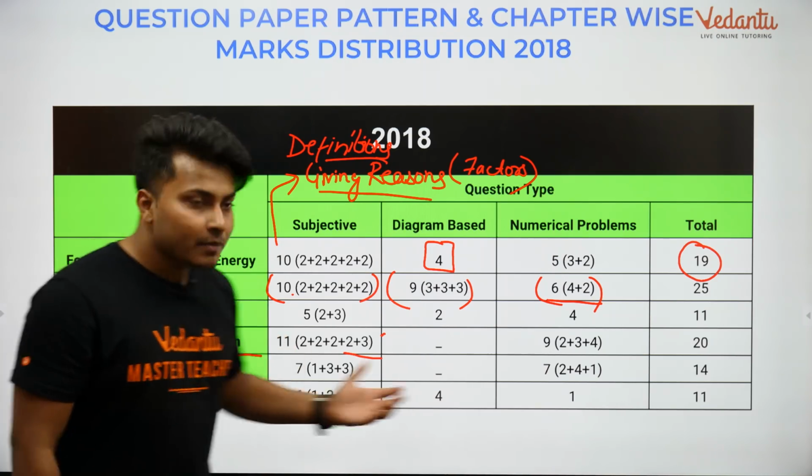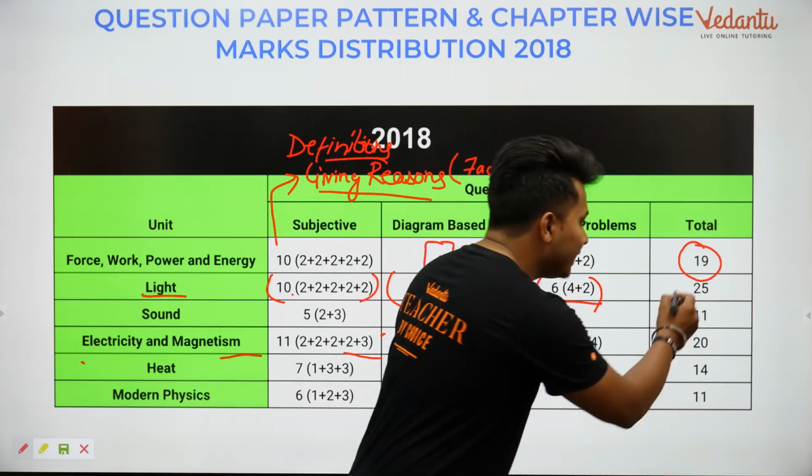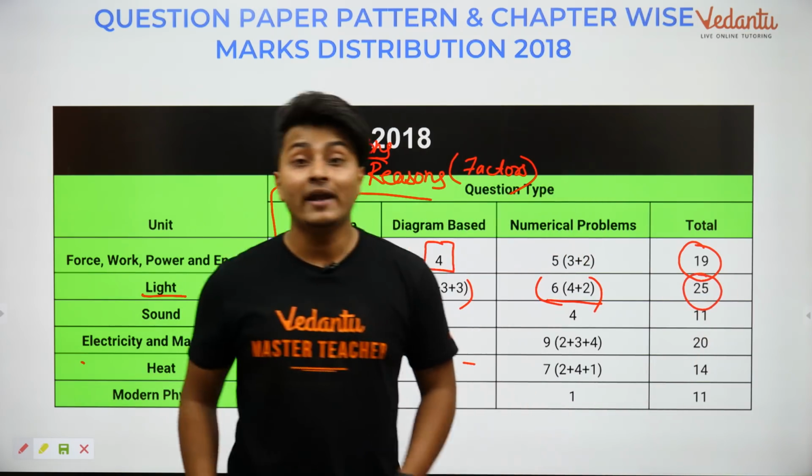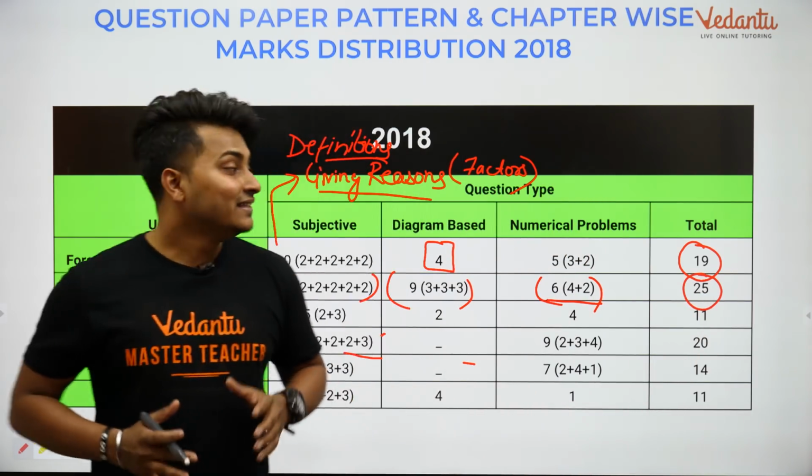Okay, so you have your light, and when you look at it, in 2018, light was the chapter which came for 25 marks, the highest.